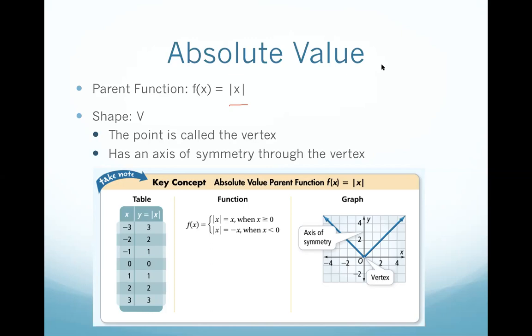So the negative of -3 is what gave us the +3. If I have an absolute value of a negative number, I have to double negative it to make it positive. And so we have this function notation where we now have to write it as two separate pieces. This is called a piecewise function.